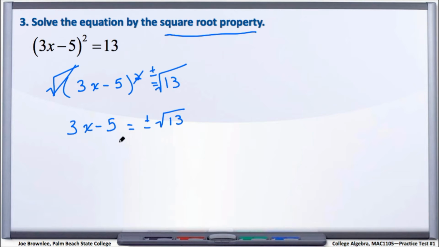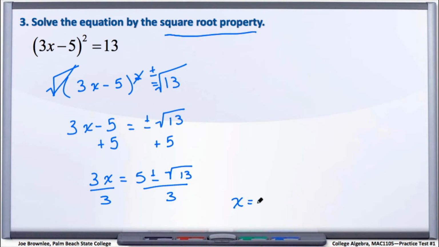And now this becomes a fairly straightforward algebraic problem for solving. So if we want to get x by itself, let's add 5 to both sides. And that'll leave us with 3x equals 5 plus and minus radical 13. And then, of course, if we want x all by itself, let's divide both sides by 3. And that'll leave us with x equals 5 plus and minus radical 13, all over 3.